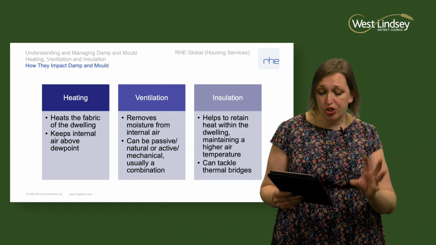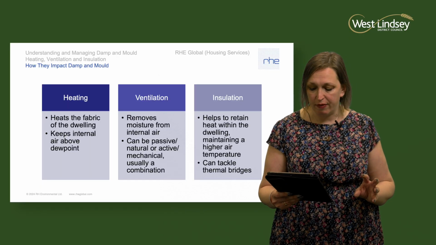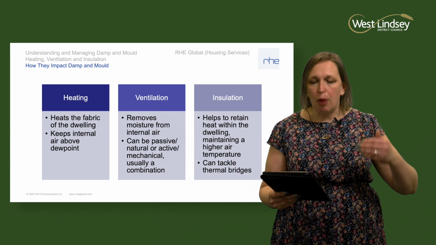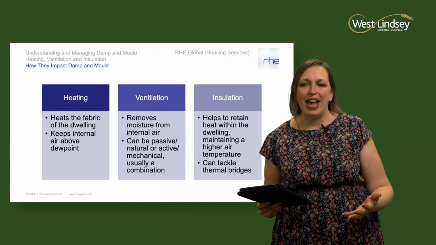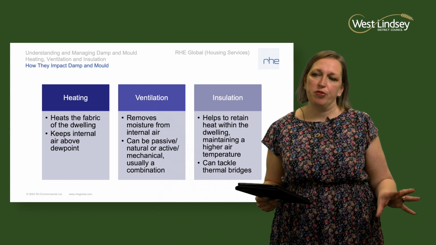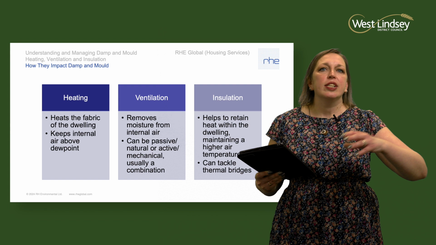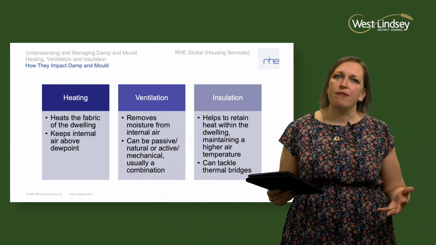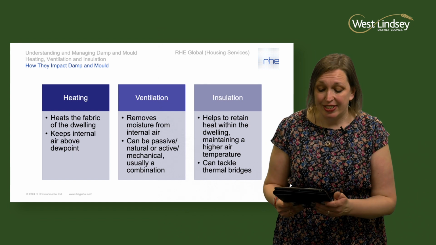Although traditional houses are built with more natural background ventilation, they may have had impermeable surfaces added, and we may have sealed them up. We may have made them more airtight because we're looking for thermal comfort as well. So we might have draft-proofed our house. We might have sealed up the chimney because we don't have a fire anymore. So we've removed a lot of the background ventilation and we need to replace that.